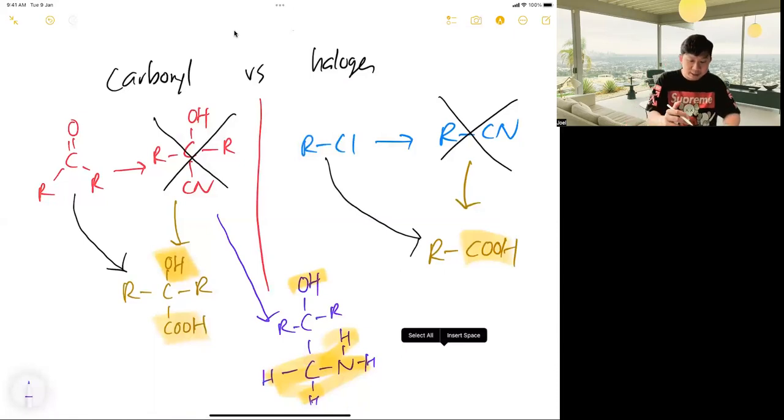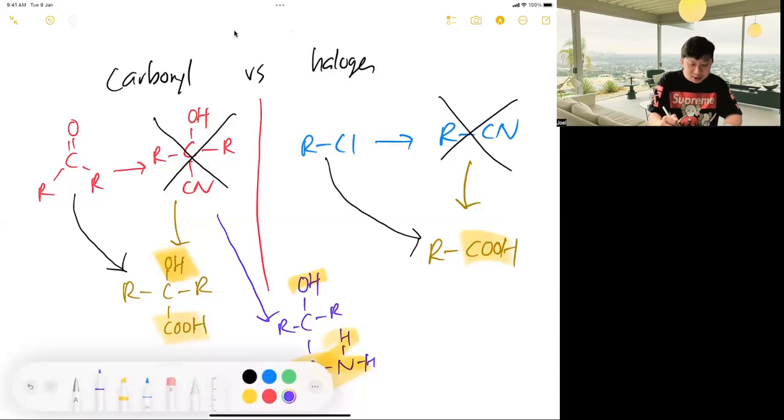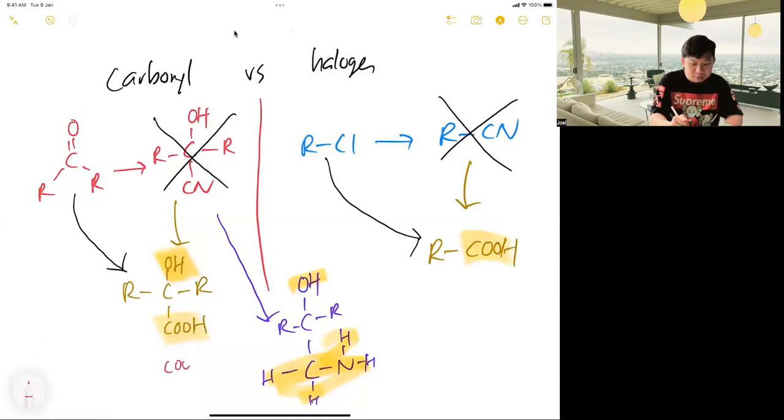Our last one is COO minus. This is just a basic hydrolysis, so instead of COOH, it's COO minus. So CN is 3 paths: it can be acid hydrolysis, basic hydrolysis, or reduction.